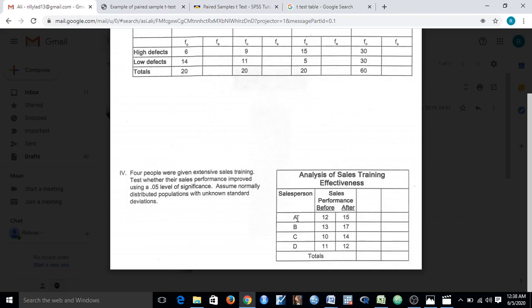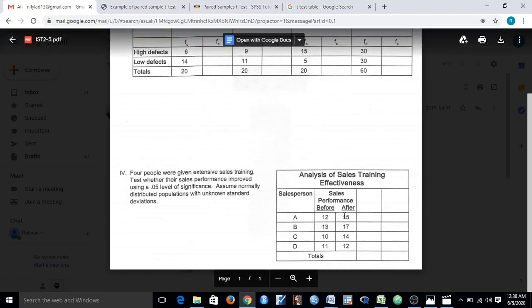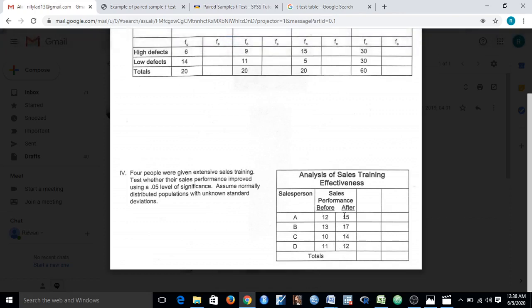So we can see that for salesperson A, the sales performance improved from 12 to 15, for B 13 to 17, for C 10 to 14, and for D 11 to 12. But this is not enough justification that the sales training is actually effective. You have to subject it to a statistical test to determine that.